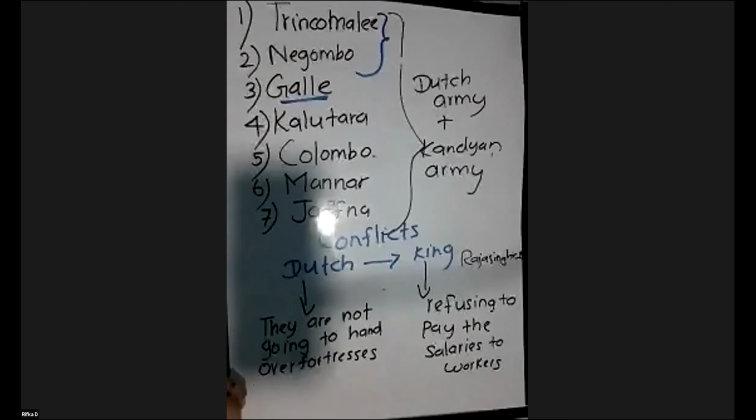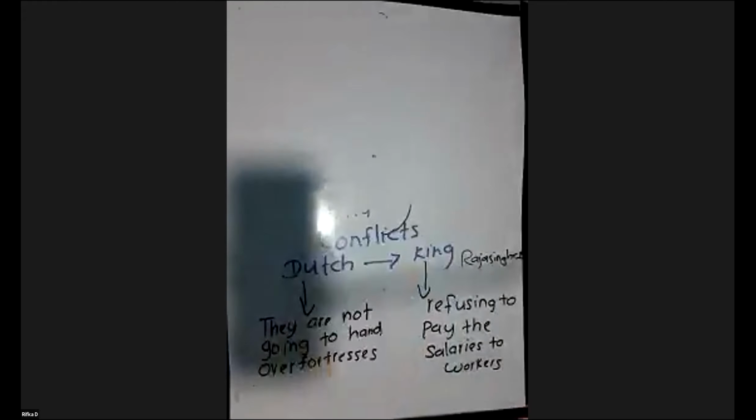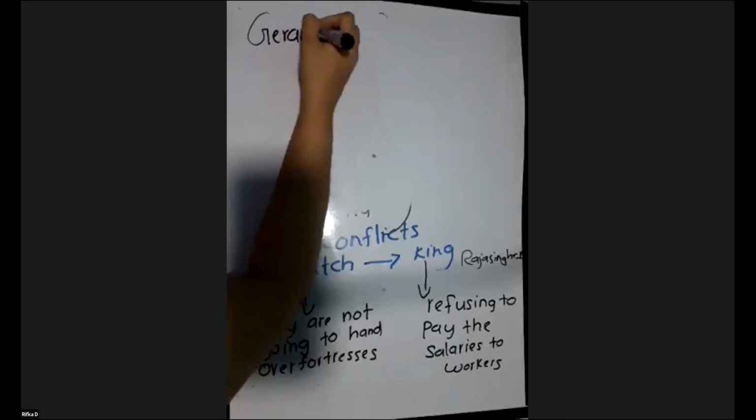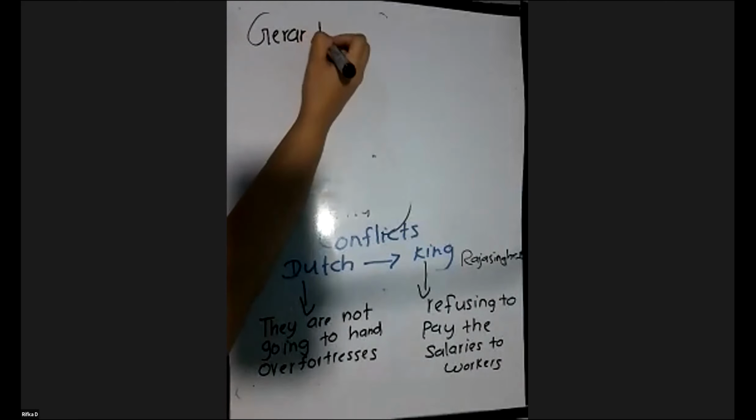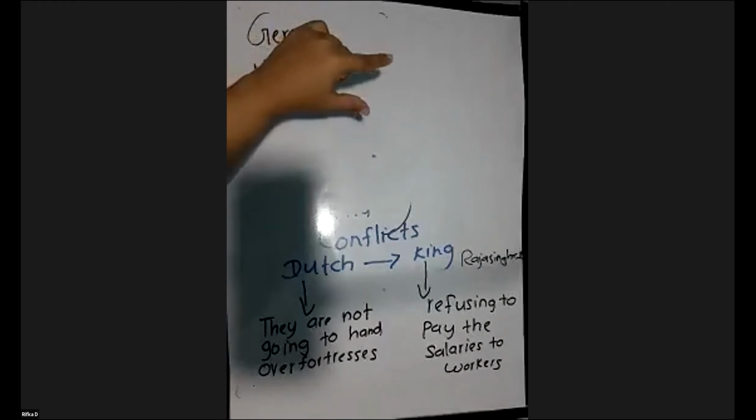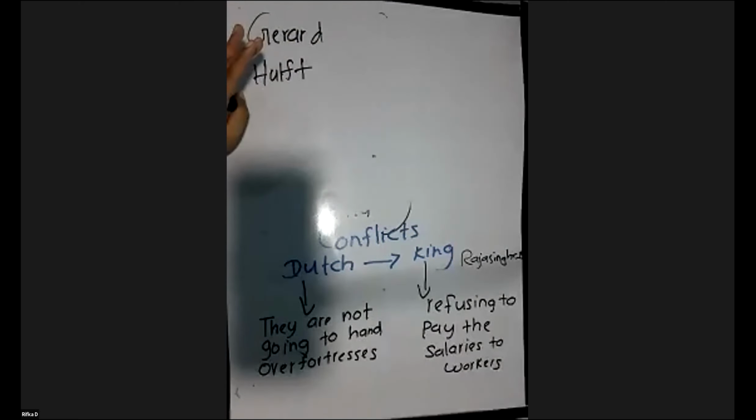Even though they had all these situations, a huge Dutch army arrived in Lanka under a general named Gerard Hull. A huge army arrived in Sri Lanka. The Dutch army positioned artillery, which means big guns, on high grounds, and surrounded the Colombo fort in order to capture it from the Portuguese.